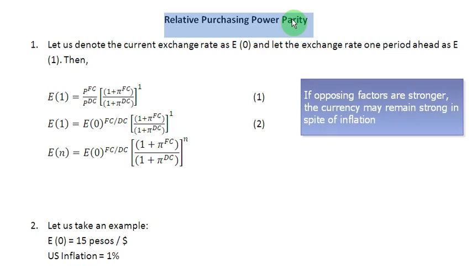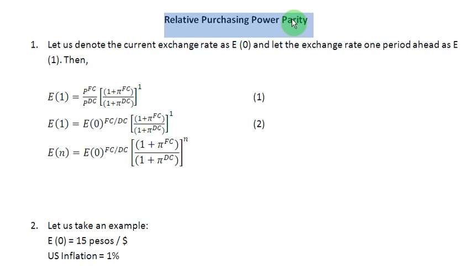But if other mitigating factors are stronger, you may find that the currency is holding steady or even appreciating in spite of inflationary pressures. Anyway, for the moment, we are going to focus on relative purchasing power parity, which, as we said before, says that there is an inverse relationship between national price levels and currency value.